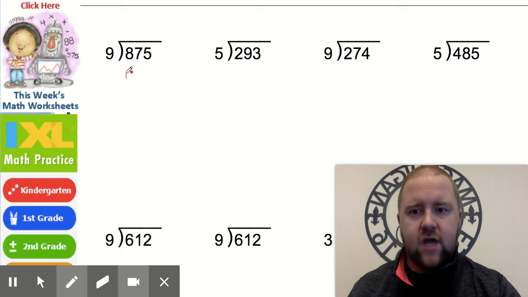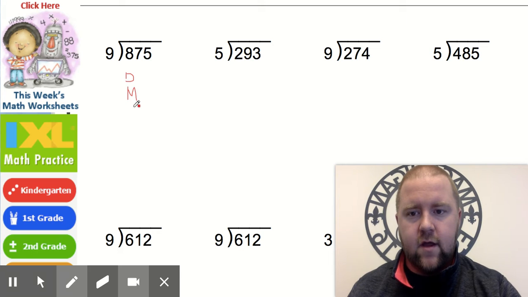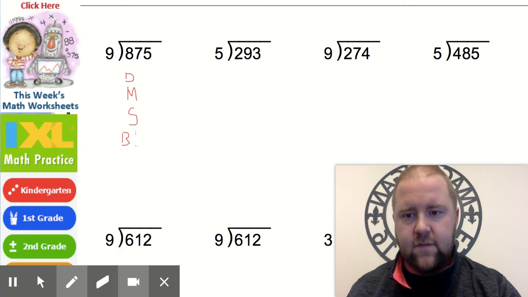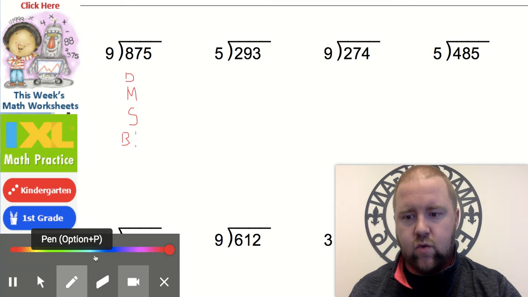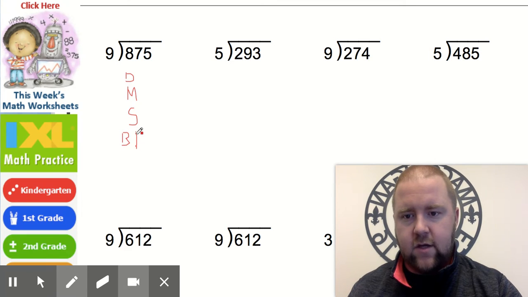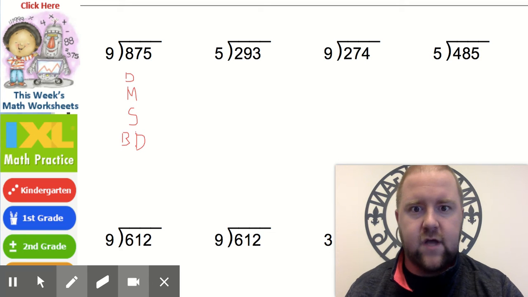I like to, on the side, write down my steps that I have to do first. I know I have to divide, and then I need to multiply, then I have to subtract, and then I have to bring down. I do this just as a reminder in case I get stuck. You don't have to do this. If you are an expert for these types of problems, then you can just go ahead and do what is most comfortable for you. But for me, I like to do this just as a quick reference guide, okay?